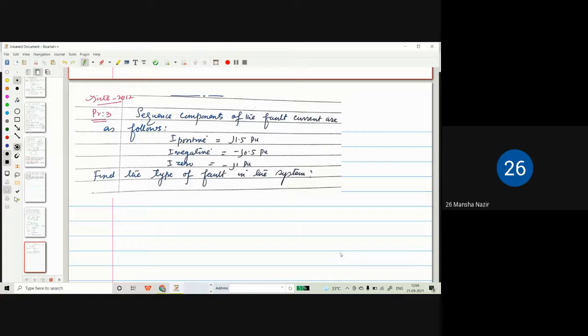Sir, we'll add all the currents. Okay. When we add them, shabash, what will happen? What you will get? 1.5, 0.5. That means you are getting 0. So when you add all the sequence currents, in which fault do we get 0? Sir, double line to ground fault. Very nice. So you have got 2 marks. Okay? Very simple. You have to remember the relations, such questions come in GATE.